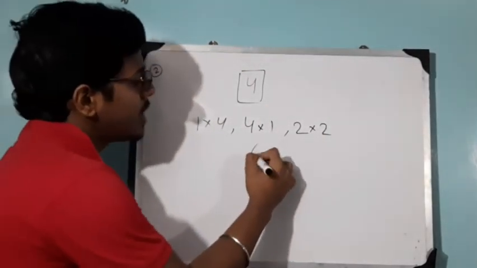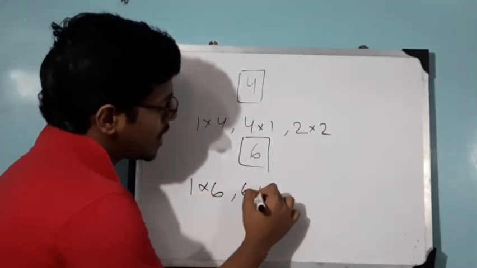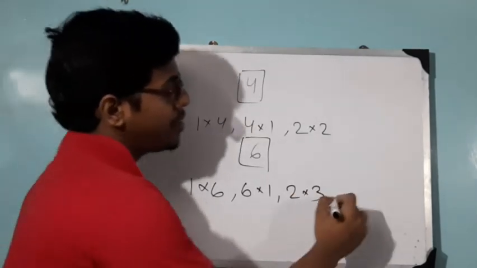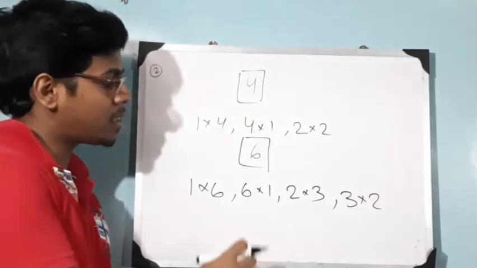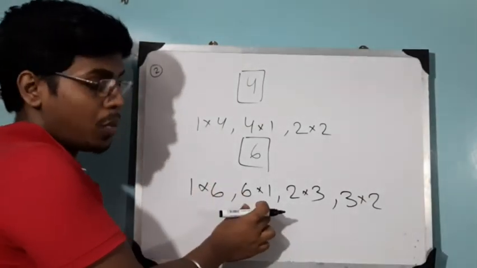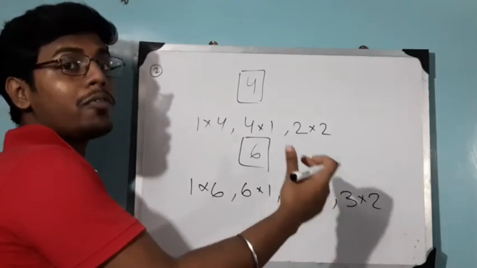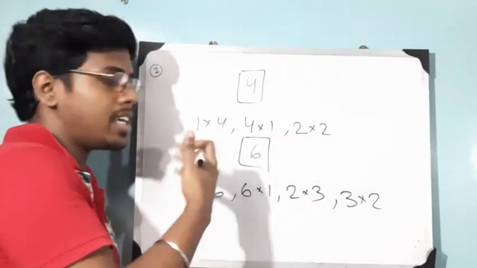If it is given 6, what will we do? 1 into 6, 6 into 1, 2 into 3 and 3 into 2. You have to write all possible outcomes. 1 into 6 does not mean 6 into 1, and 2 into 3 does not mean 3 into 2. All are possible arrangements which can be made in a matrix consisting of 6 elements.